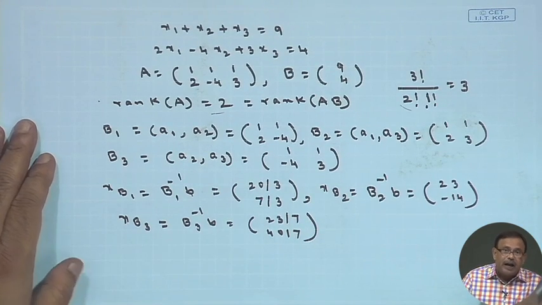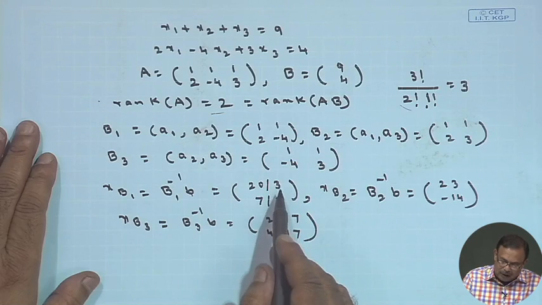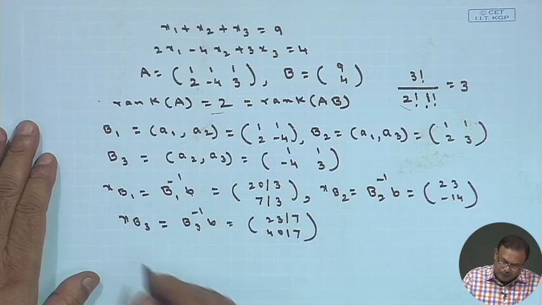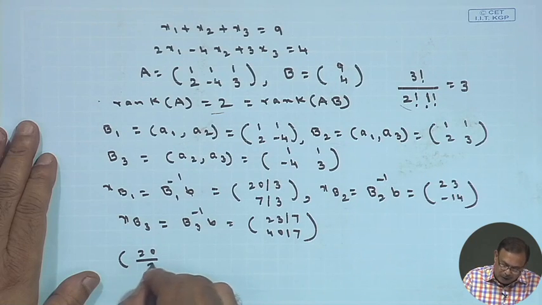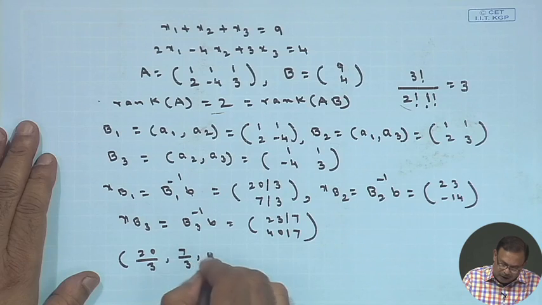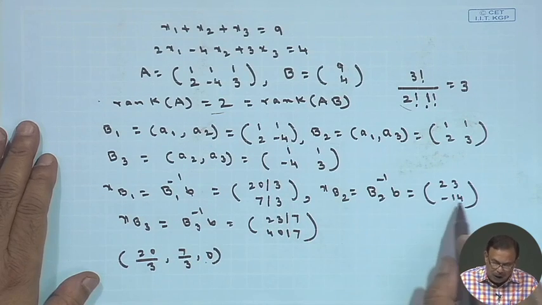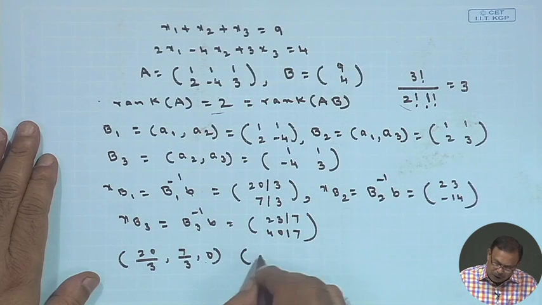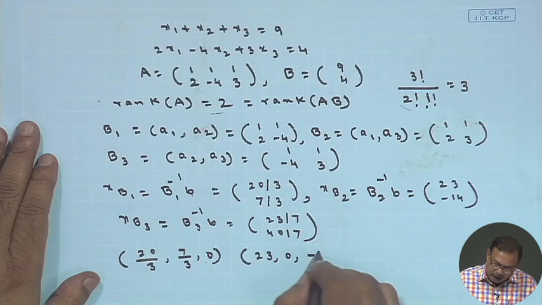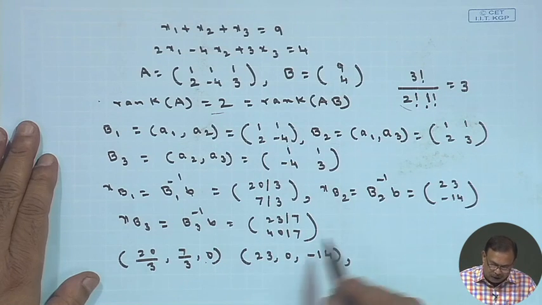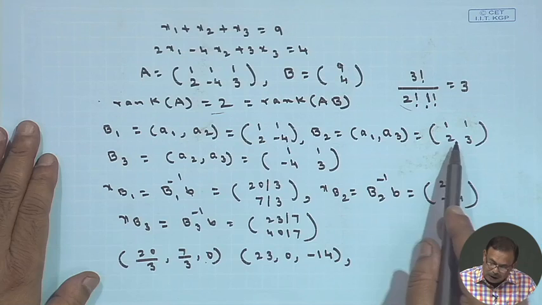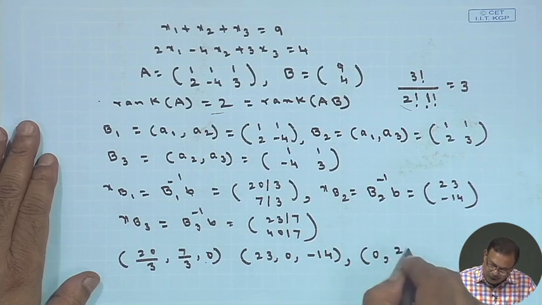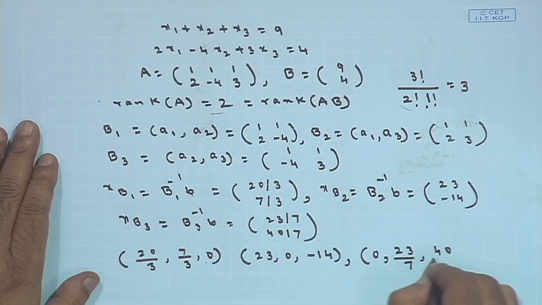Therefore, we can say that the basic solutions, one is, this corresponds to A1, A2. So, A3 will be 0. So, one solution for this problem can be 20 by 3, 7 by 3 and 0. For this case, it is A1, A3, that is A2 is 0. So, it will be 23, 0 and minus 14. This is another solution, and the third solution is A2 A3, that is A1 is 0. So, this will be 0, 23 by 7 and 40 by 7.